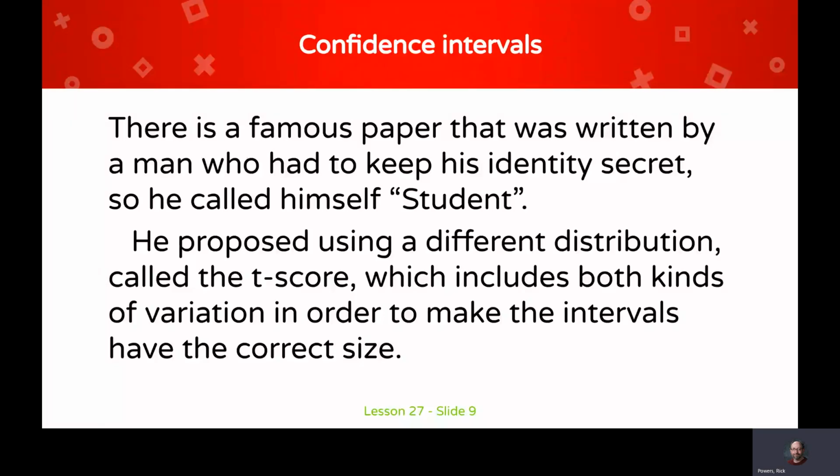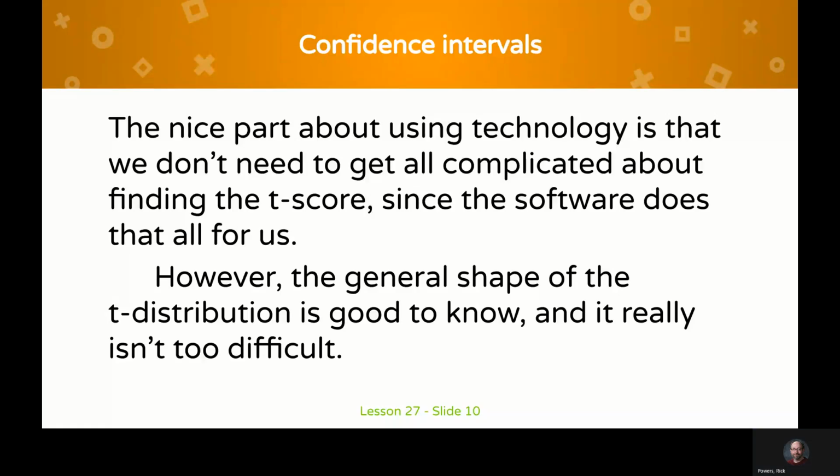There's a famous paper that was written by a man who had to keep his identity secret, so he called himself Student. He proposed using a different distribution called the t-score, which includes both kinds of variation in order to make the intervals have the correct size. The nice part about using technology is we don't need to get all complicated about finding the t-score since the software does that all for us. However, the general shape of the t-distribution is good to know, and it really isn't too difficult.